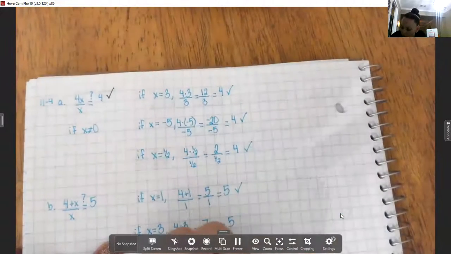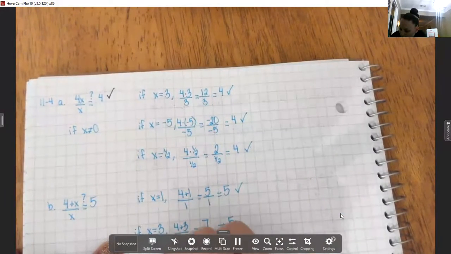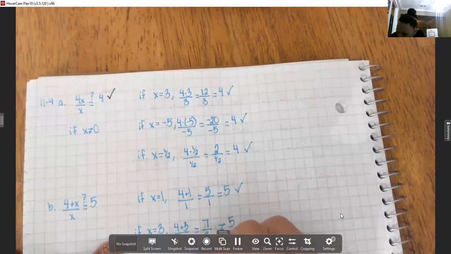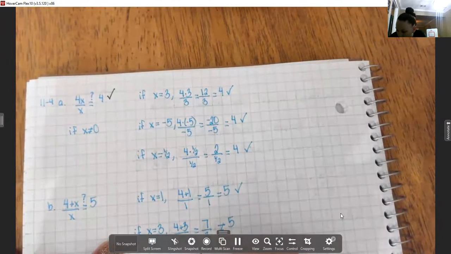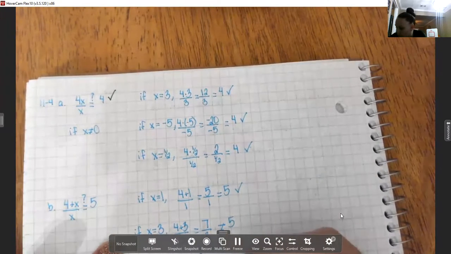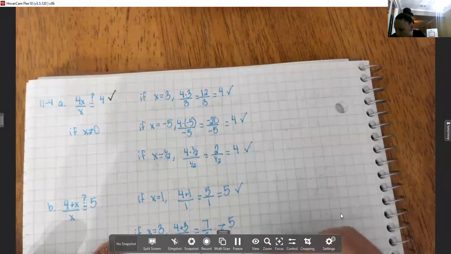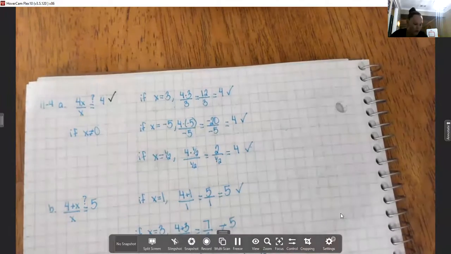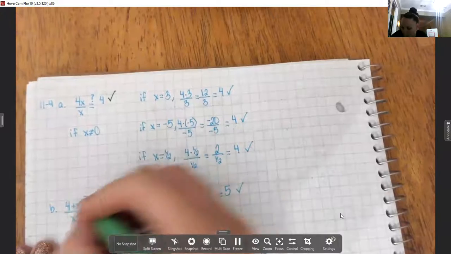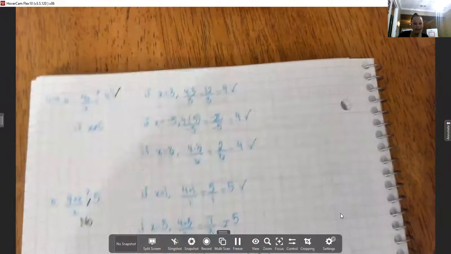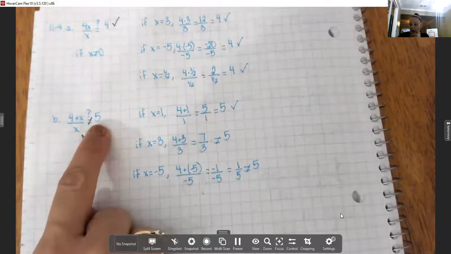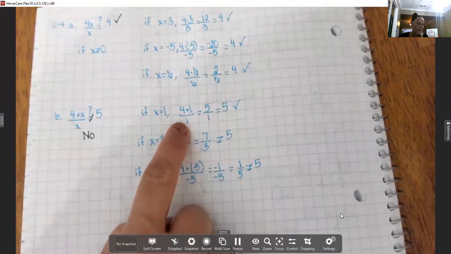We can try negative 5 again. If x equals negative 5, we have 4 plus negative 5 divided by negative 5. Negative 1 divided by negative 5 is positive 1/5, which also doesn't equal 5. So this is no, not true. That is not equal. 4 plus x divided by x doesn't equal 5. It only equals 5 if x is equal to 1.